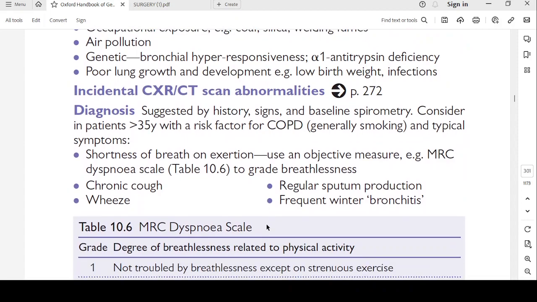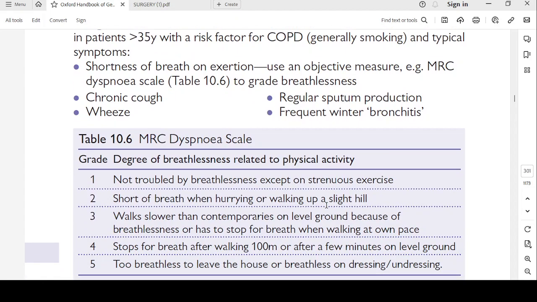We have already seen: diagnosis is suggested by history, signs, and baseline spirometry. Consider patients older than 35 years with a risk factor for COPD, generally smoking, and typical symptoms of SOB on exertion using an objective measure, for example the MRC dyspnea scale, to grade breathlessness, chronic cough, wheeze, regular sputum production, and frequent winter bronchitis.